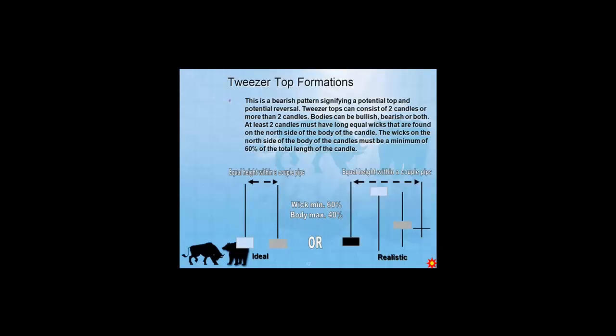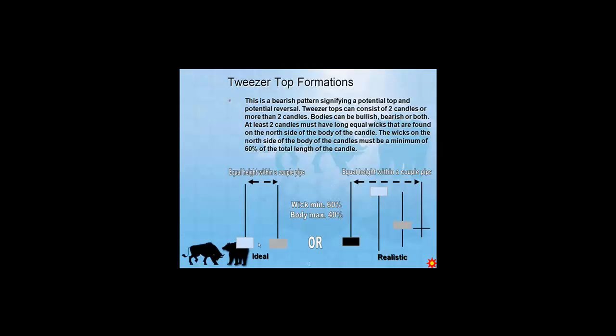Now, the second formations of bullish or bearish, okay, we went over morning stars and evening stars. Now we're going to go through tweezer tops and tweezer bottoms. First, let's look at the bearish signal, the sell signal here, which is called the tweezer top formation.